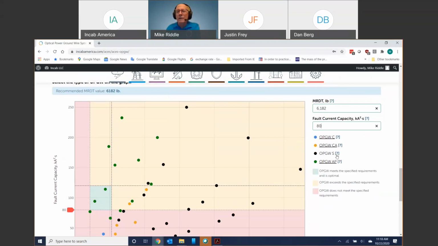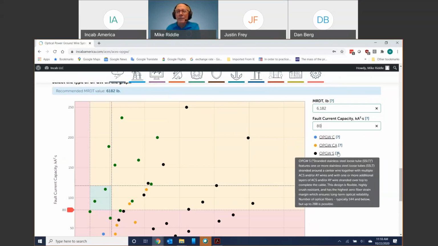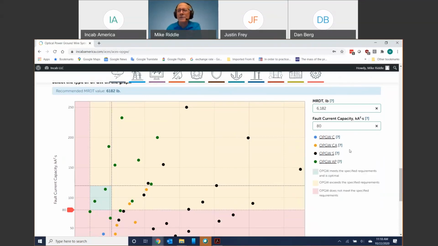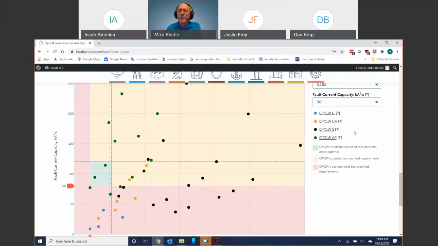A black dot is a type S cable, which for us is a stranded stainless steel loose tube cable. I started off talking about Brugg cables, and that's the design that they were known for. And a green dot is a P-type cable. It's an aluminum pipe with plastic buffer tubes in the center.